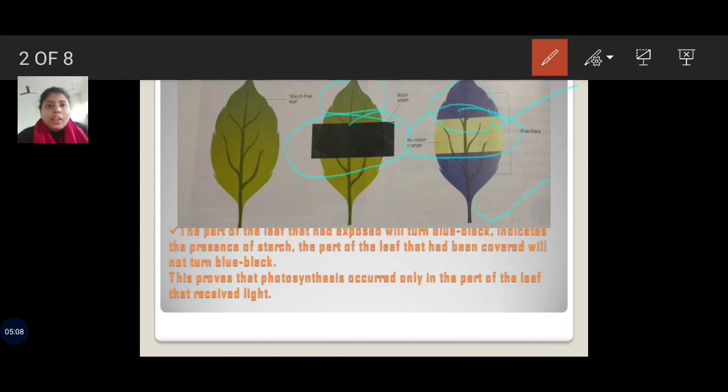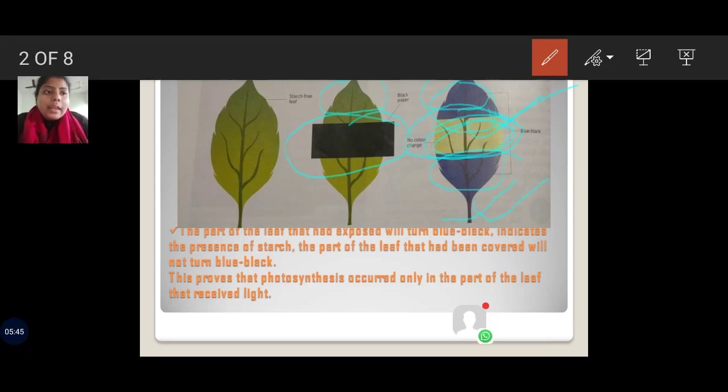Okay, so I hope it is clear to you all. I am repeating again that the part which has undergone the exposure has performed the process of photosynthesis, and therefore the starch production has taken place in those green uncovered parts. That is why on putting iodine it has turned blue-black, whereas the part that you have covered with the black chart paper has not turned blue-black.